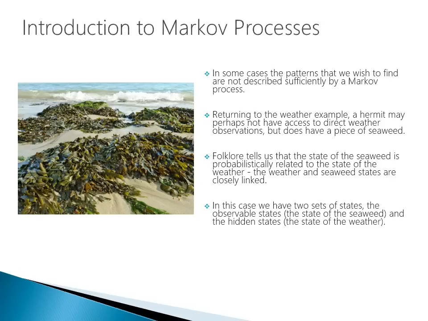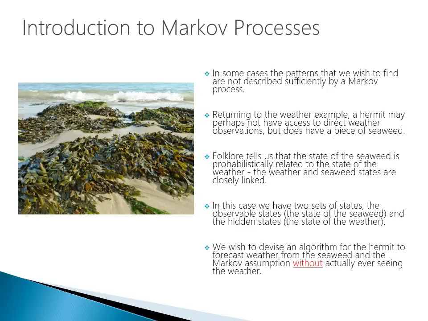In this case, we have two sets of states. We have the observable states, which are the states of the seaweed, whether they're soggy or dry, and we have our hidden states, which is the state of the weather. We don't actually have the observations for this Markov process. And what we wish to do is devise an algorithm for the hermit to forecast the weather from the seaweed and the Markov assumption without actually ever seeing the weather.